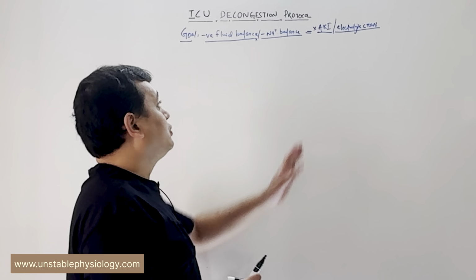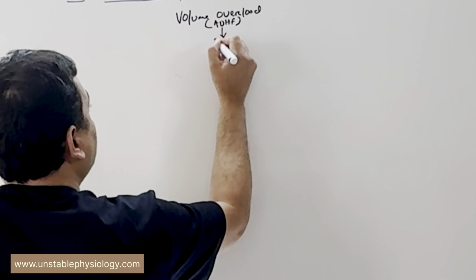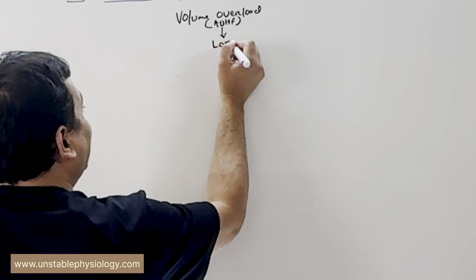So now let us say a patient has come to you with volume overload. Let's say for our discussion, the patient has ADHF or acute pulmonary edema. So our first and foremost drug to use is a loop diuretic. We target the loop first. Commonly used Lasix or furosemide. Now how much to give?